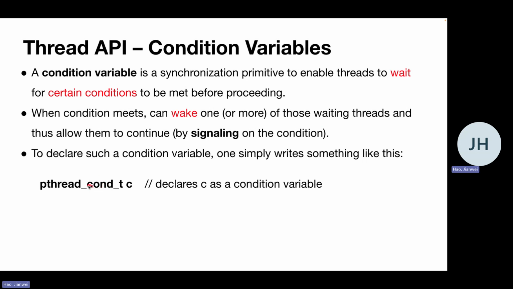To declare this condition variable, we can use this type, pthread_cond_t, and C. That means we declare C as a condition variable.